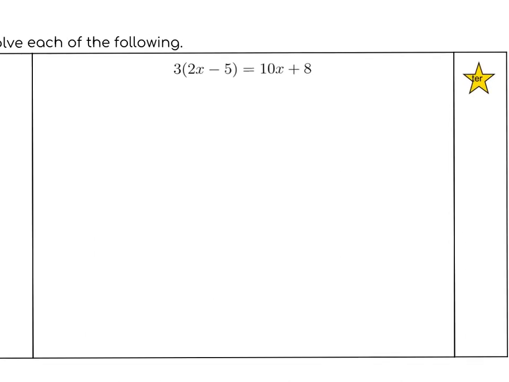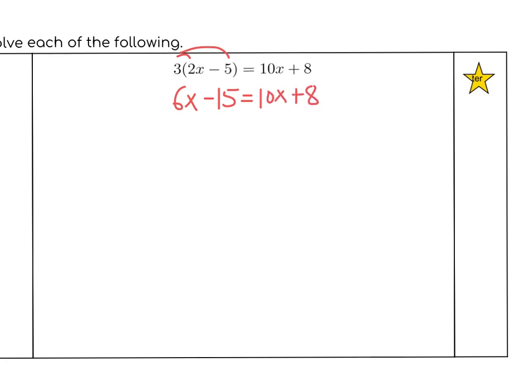Next up, we've got the same problem with a bit of a twist. We've got to do a little bit of distribution first. It's not the only way to solve this problem, but this is one way to approach it. So if we do that distribution here, 3 times 2x is going to be 6x, 3 times minus 5 is going to be minus 15, and that's equal to 10x plus 8.